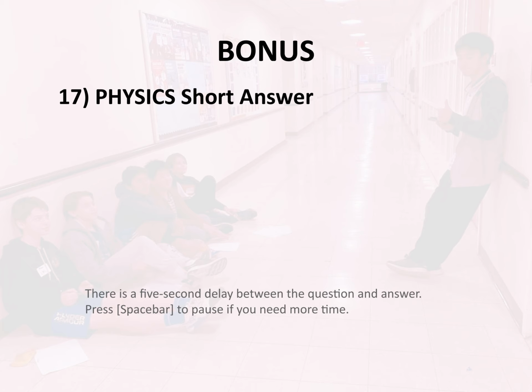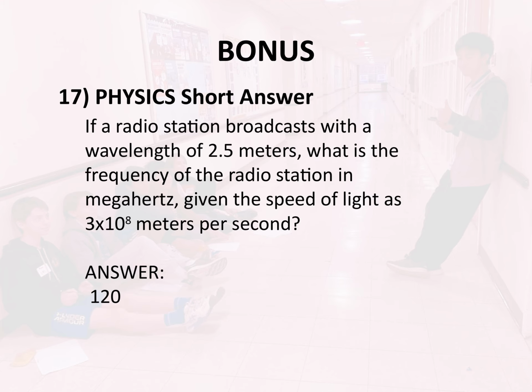Bonus, 17. Physics. Short answer. If a radio station broadcasts with a wavelength of 2.5 meters, what is the frequency of the radio station in megahertz, given the speed of light is 3 times 10 to the 8th meters per second? Answer, 120.